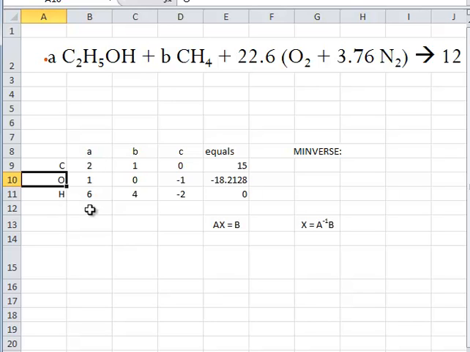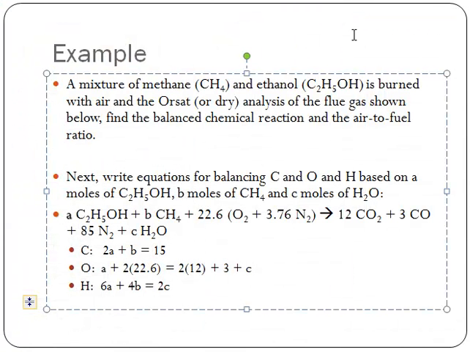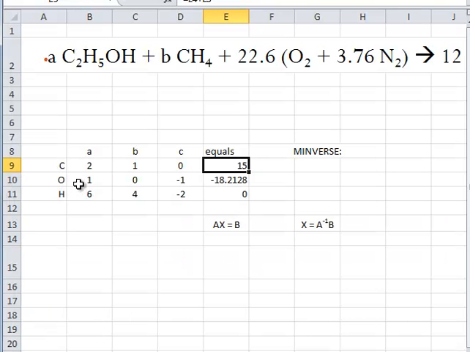If you set these up as coefficients 2 and 1, so 2a and 1b equals 15. Again, let's go back and look at this. 2a plus 1b equals 15. And continue doing that for each of these, for O and for H, the coefficients of A, B, and C and what they are equal to.